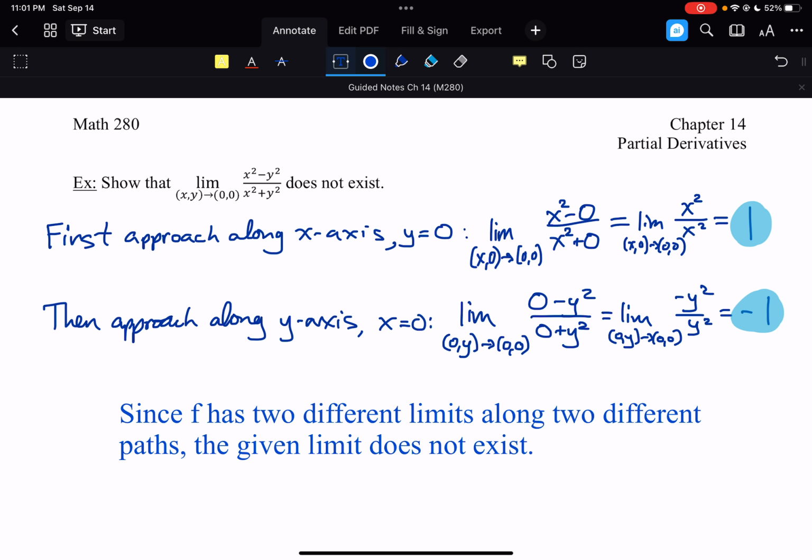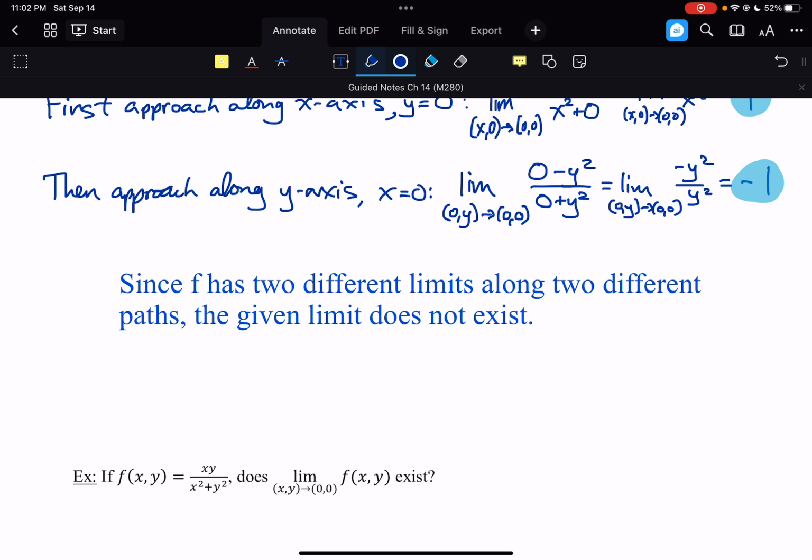So since we have two different limits along two different paths, this limit does not exist, and that's all it takes for the limit to not exist. You could get the same limit value along every one of the infinitely many paths except one, and that's all it takes. So the trick is finding that one path, or coming to the realization that maybe the limit does actually exist. So let's take a look at another one.